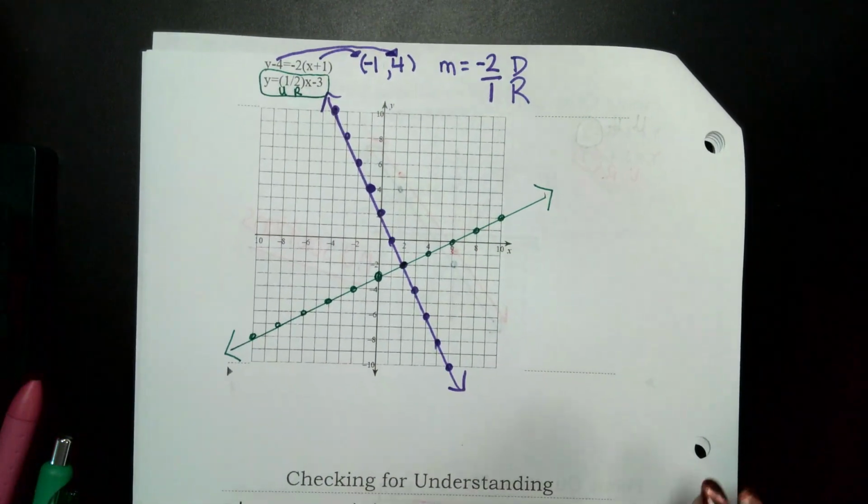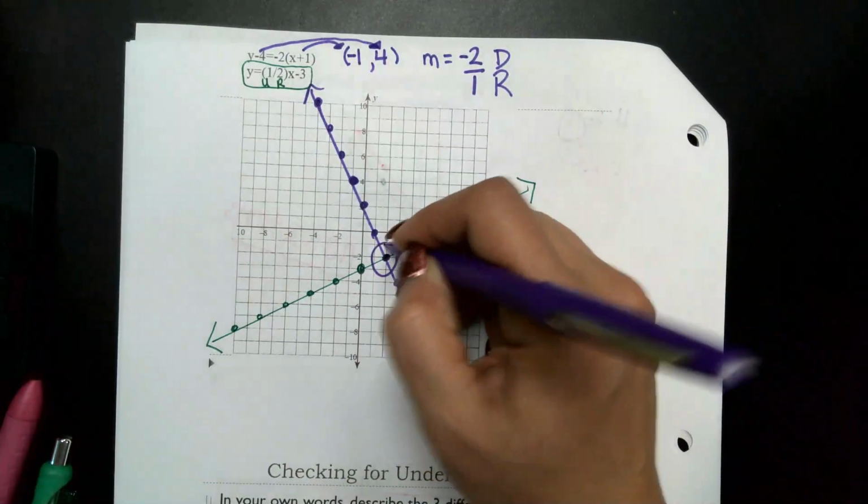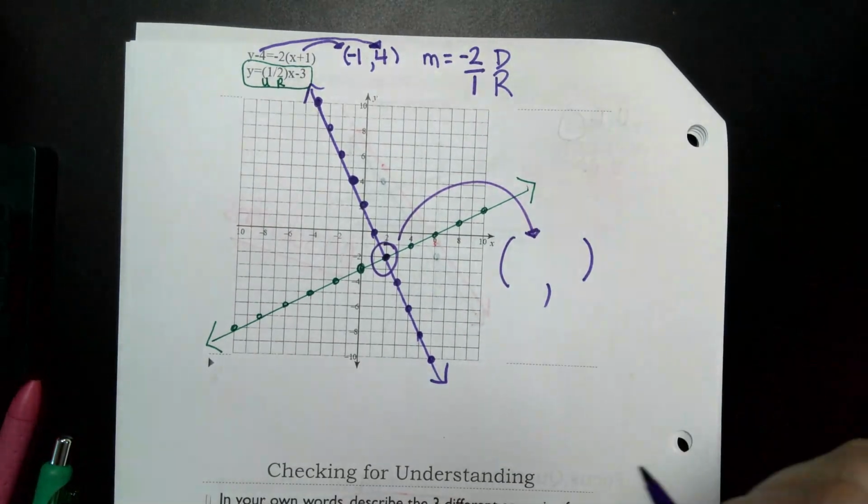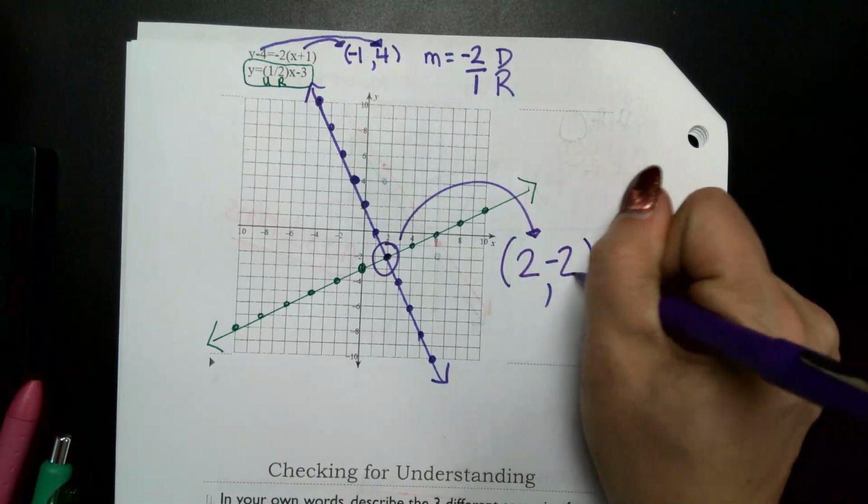Do they cross? So since they cross, where do they cross at? 2, comma, negative 2.